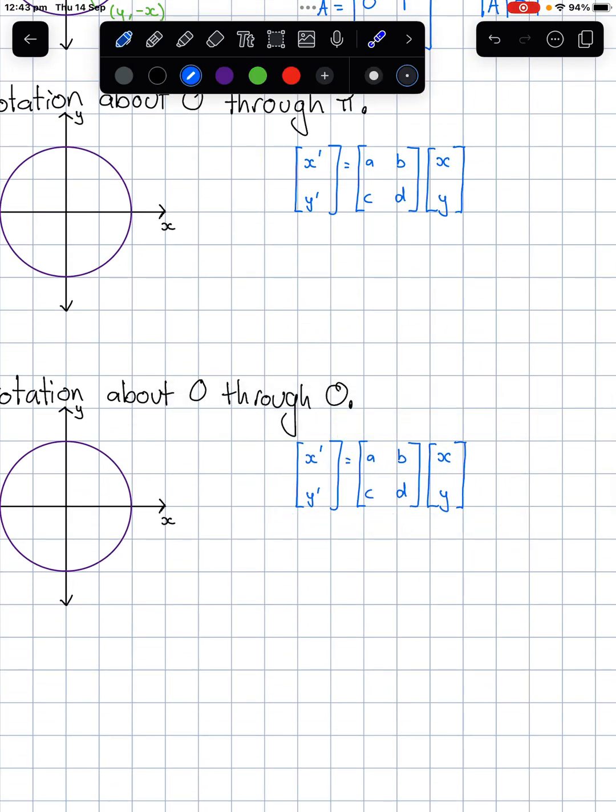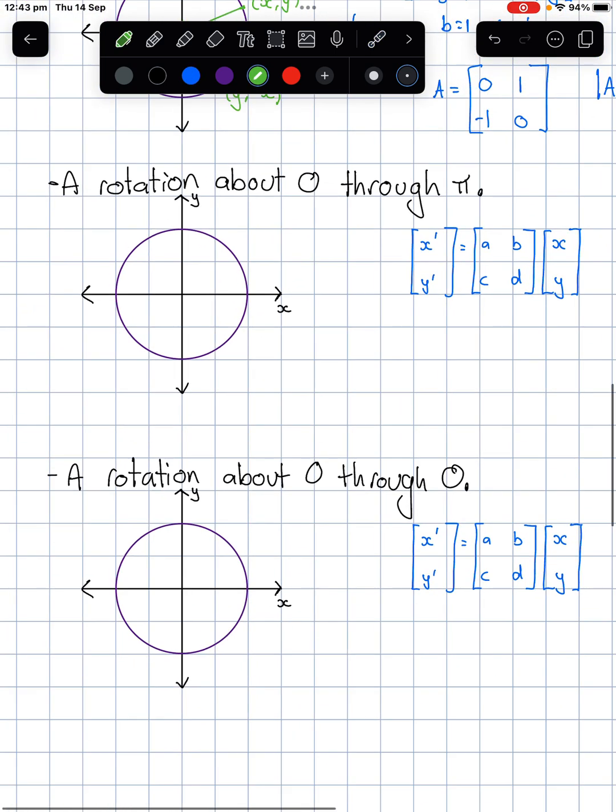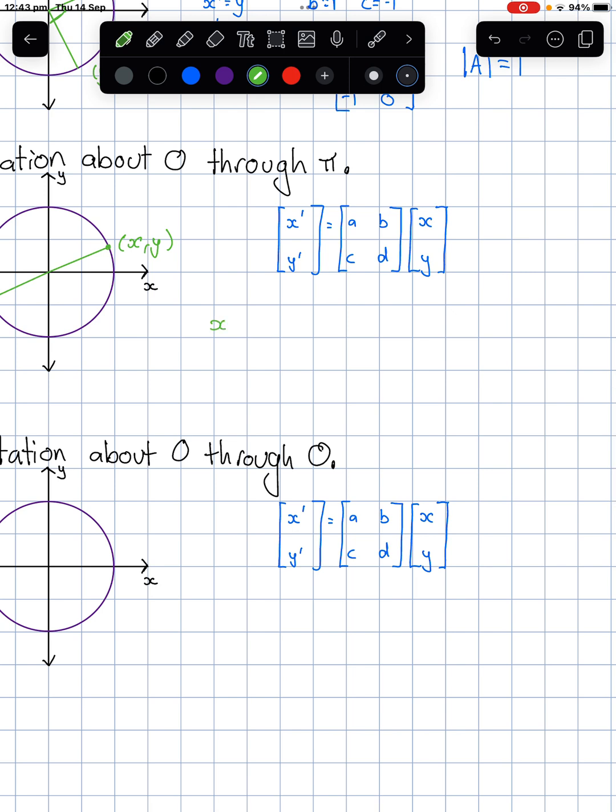Okay, so this next one says a rotation about O through pi. That means going 180 degrees. And straight off, from when we practiced a lot with the unit circle, if we have an x and a y coordinate here, they're just going to become -x and -y because it's 180. So that means x dash equals -x, y dash equals -y, which means we're going to need a to be -1 here. So a is going to have to equal -1.